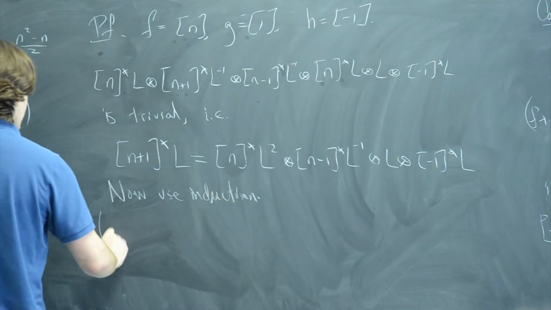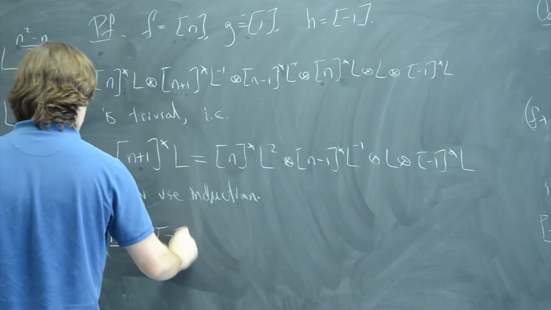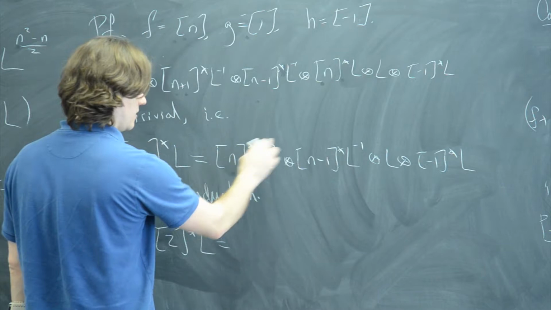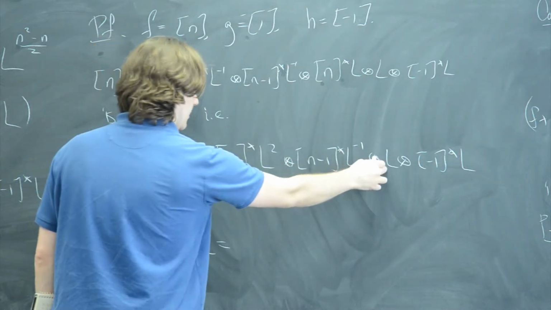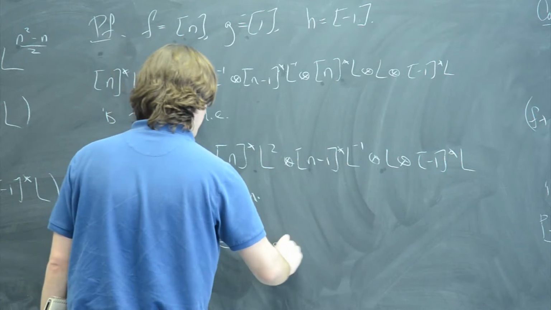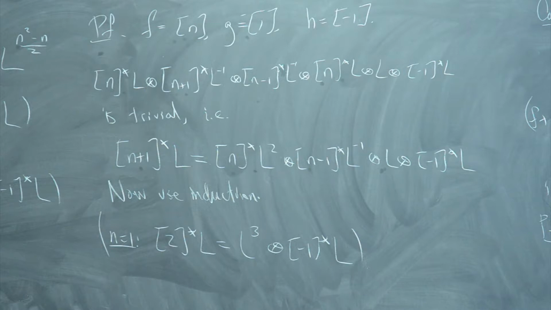So for example, if you put n equal to 1 in this formula, here you get 2 star L. And over here you get 1 star L squared, which is L squared. This is 0, so that goes away. Here's another L. So together these things give you L cubed. And then there you have -1 L, which is what you're supposed to get.